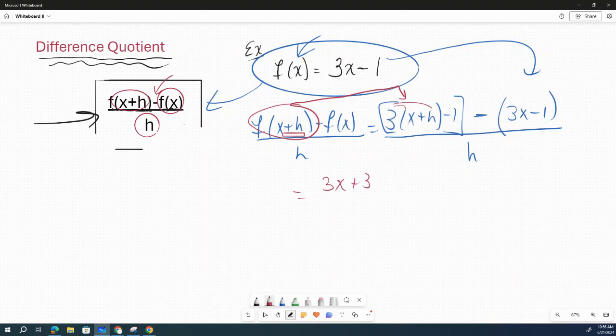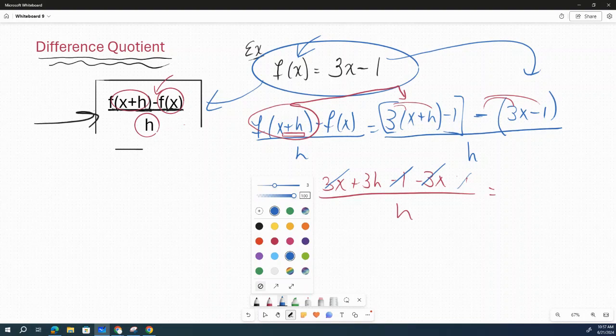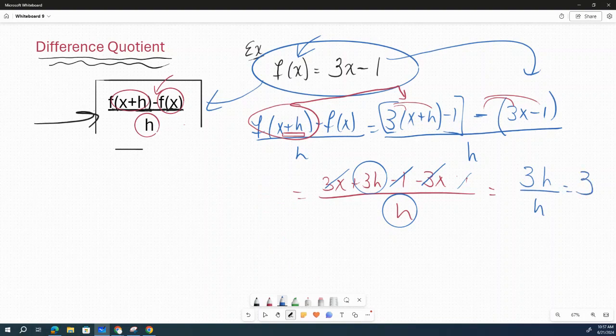I get 3x plus 3h minus 1, then of course the distributive action. So now check it out. You say, okay, well, the 3x's cancel. The 1's cancel. So now I'm left with 3h over h, which, by the way, is 3.